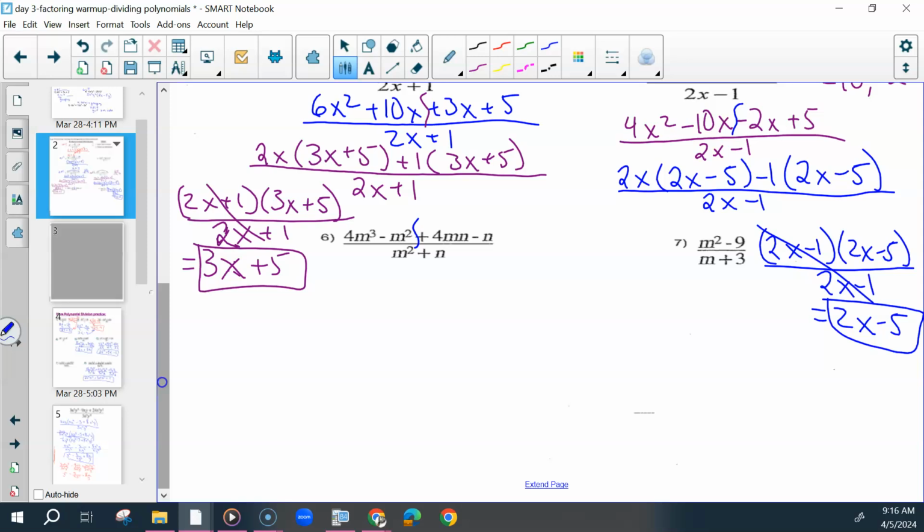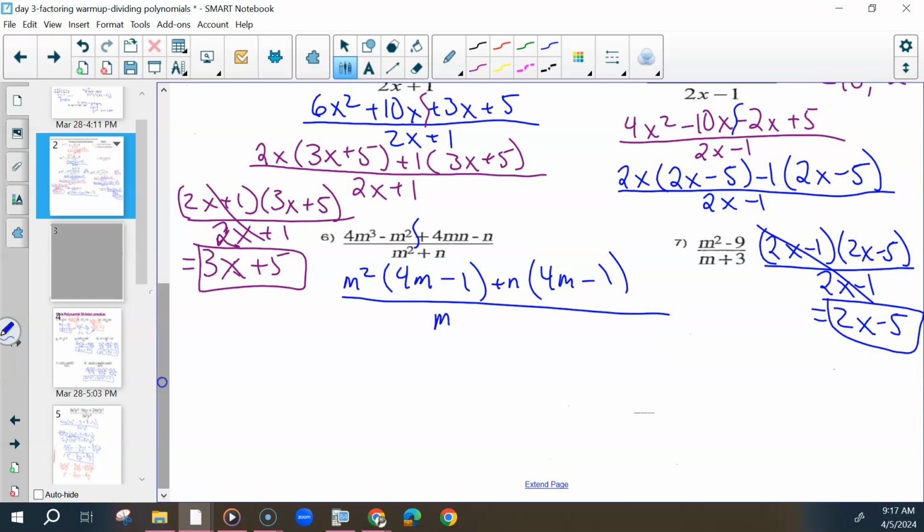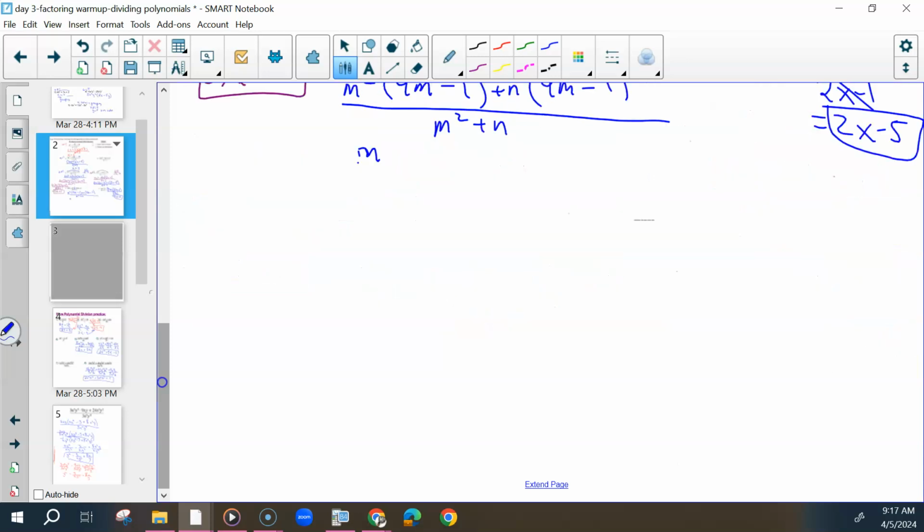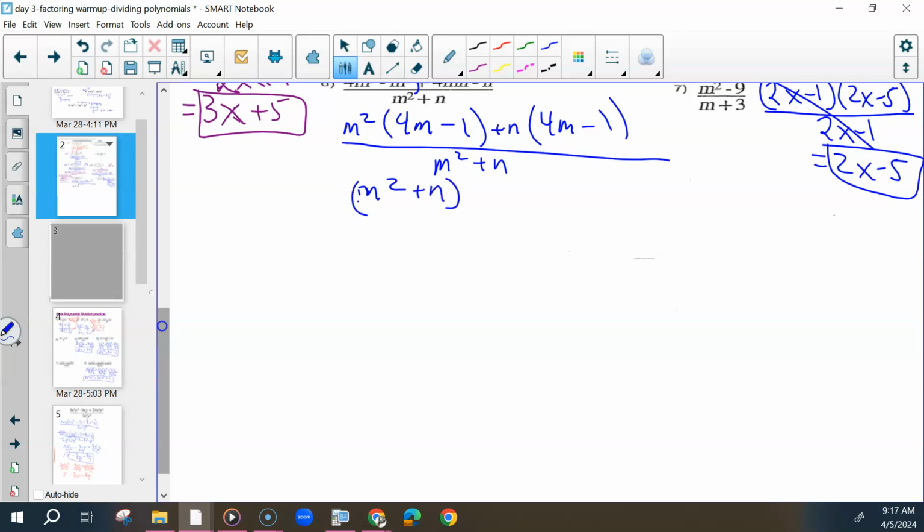m squared, or just m squared. What would be left? 3m, 4m minus 1. What would we divide out of the last two? n plus n. What would be left? 4m minus 1. And then just rewrite your final factors. So then our final answer is 4m minus 1.